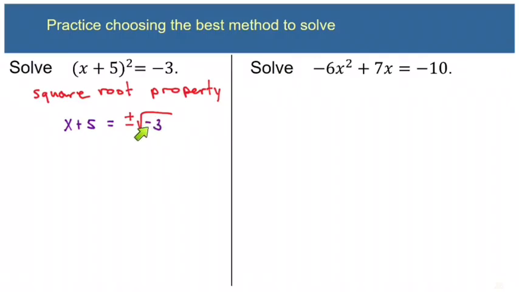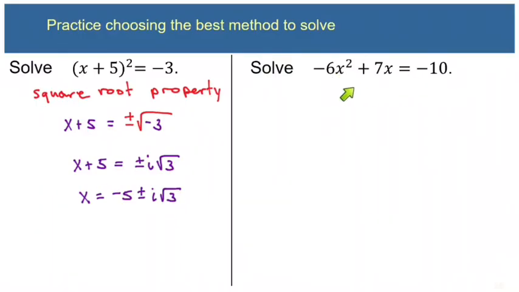Notice that this radical will reduce just a little bit because negative 3 is 3 times negative 1. So the negative 1 comes out of the radical and we have an i outside the radical. So now I've got x plus 5 equals plus or minus i times the square root of 3. And now the last thing to do is to isolate our x. So now we will say minus 5 on both sides, and that will give us x equals negative 5 plus or minus i times the square root of 3. And there is our solution.